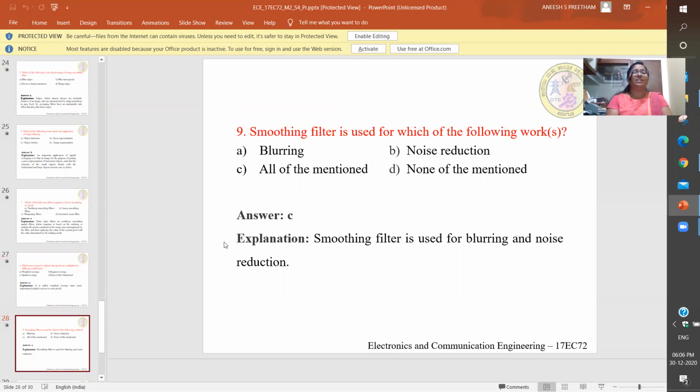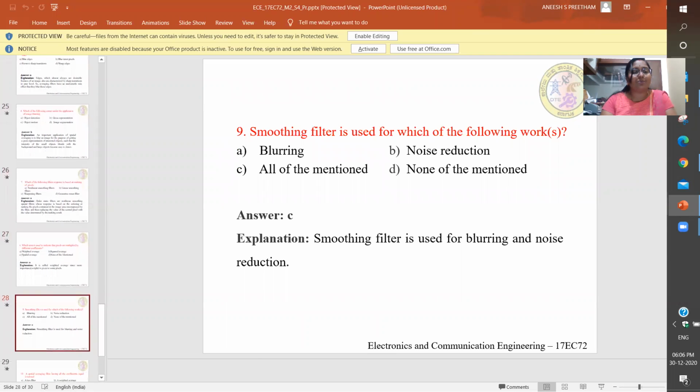So next question, that is the ninth one. Smoothing filter is used for which of the following work? Is it for blurring, for noise reduction, all of the mentioned, none of the mentioned? It's for both blurring as well as noise reduction. So smoothing filters are used for blurring as well as noise reduction.